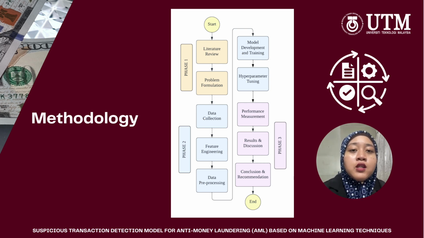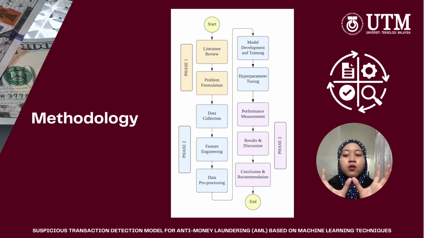Next, we have data pre-processing. Data pre-processing is where we balance the data. Let's say we have unbalanced data, where the data has more suspicious transactions. So we balance the data so that we have 50-50. This is to ensure the machine learning model learns in a balanced way, because we don't want the model to learn suspicious detection only, to ensure the model's accuracy.